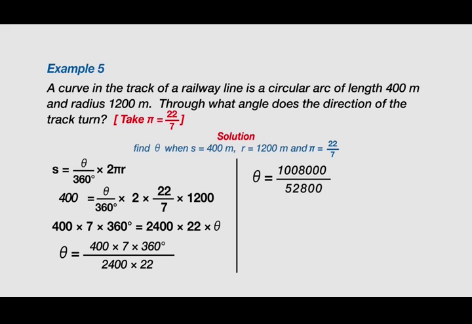Now that gives us 1,008,000 divided by 52,800. And then we get our theta to be 19.0909 degrees. And to 3 significant figures, we get 19.1 degrees.